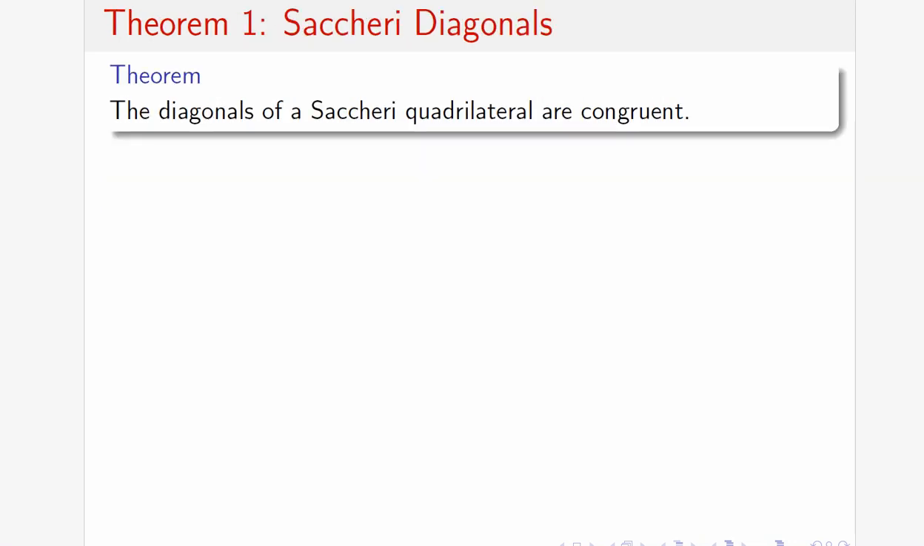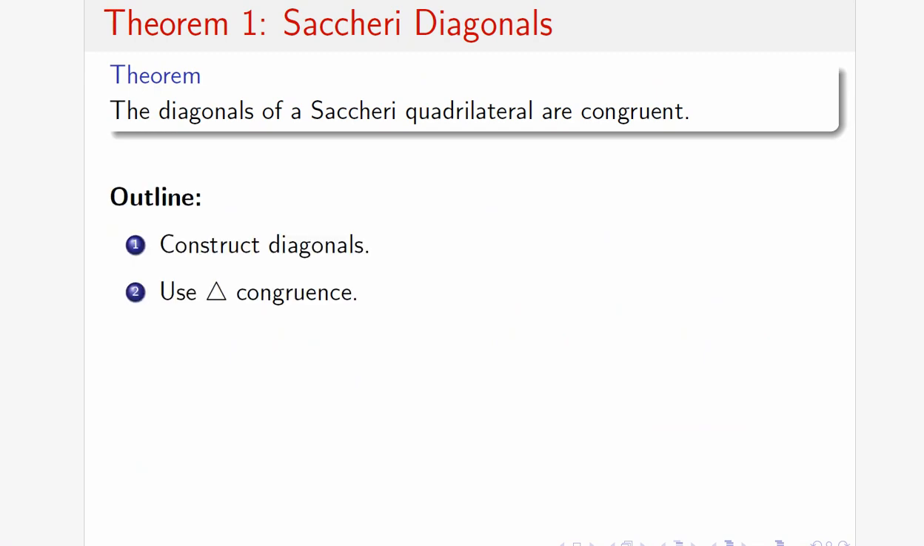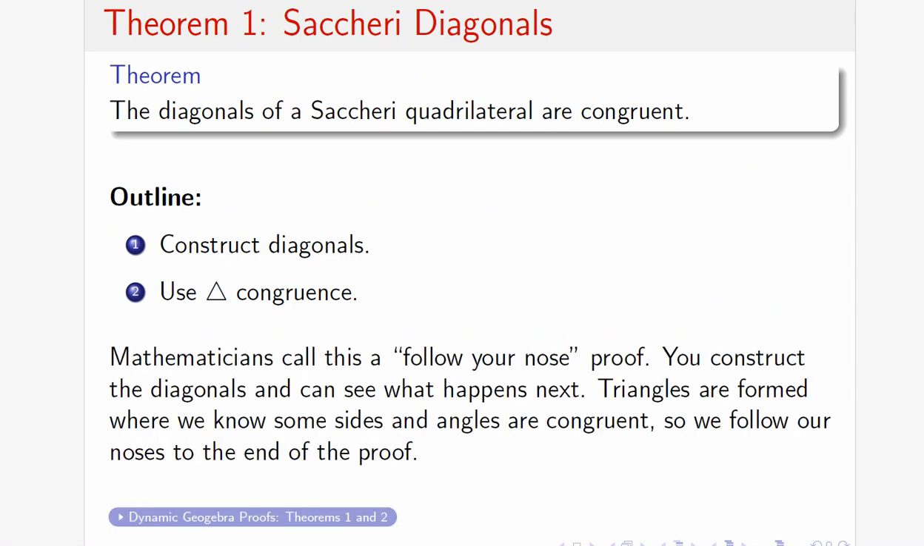And the first one is the Saccheri diagonals are congruent. Okay, the diagonals of a Saccheri quadrilateral are congruent. Okay, well, it turns out that this is a very straightforward proof. All I'm going to do is construct the diagonals and follow my nose. Again, mathematicians call this a follow your nose proof. You just do the obvious thing. Okay, and let's talk about, what is the obvious thing.